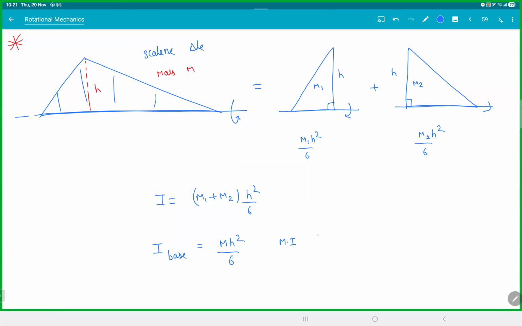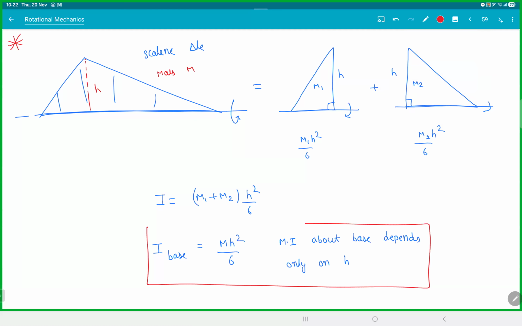But remember, this is about the base. It depends only on the height. It doesn't depend on how big the triangle you make. Are you getting how we proved it for a scalene triangle using a right angle triangle? Because a scalene triangle can be split into two right angle triangles. Quite an important result. This itself can be a question in the exam. Any doubts on this? So that result need not be valid only for the right angle triangle. It's also valid for any scalene triangle.